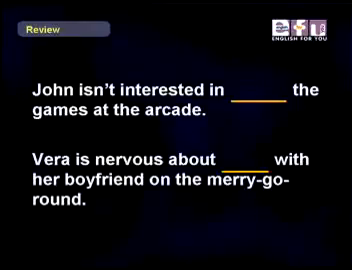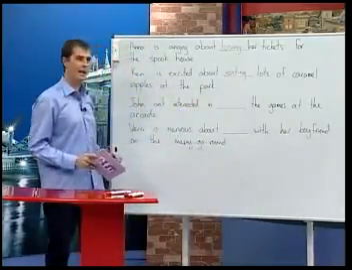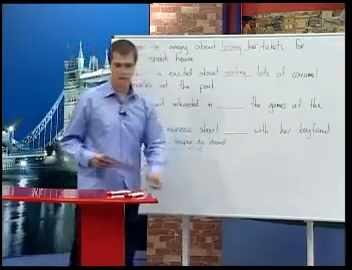Monica. John isn't interested in something, the games at the arcade. And the second one, Vera is nervous about something with her boyfriend on the merry-go-round. John isn't interested in the games at the arcade, and Vera is nervous about with her boyfriend on the merry-go-round. Okay. John isn't interested in playing the games at the arcade. Good.